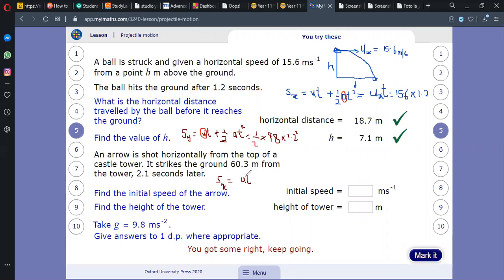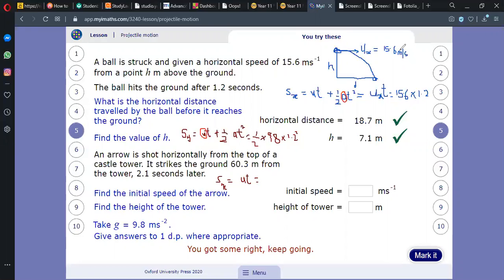Okay, so I'm not going to be writing all the formulas anymore. So this is just ut, because this is going to be your ux. Don't forget, this is ux. You see that I'm not writing half at squared, because I know in the horizontal direction, acceleration is always 0. So no more half at squared there. So I'm just simply doing this.